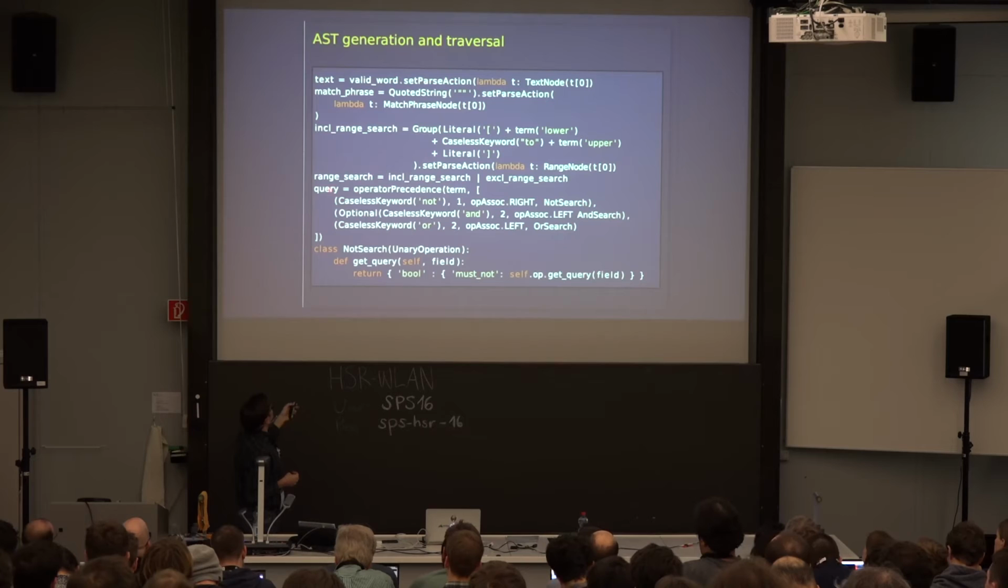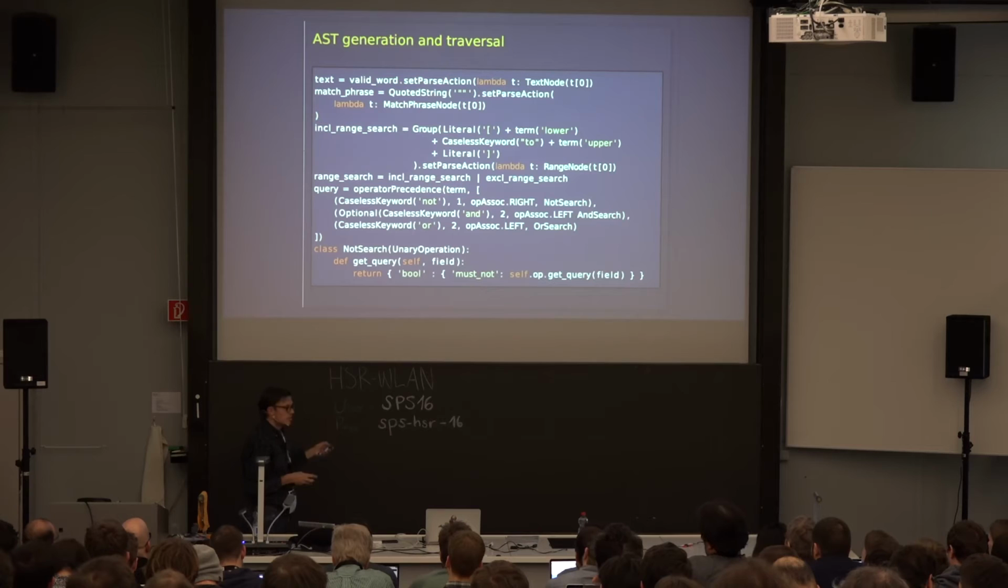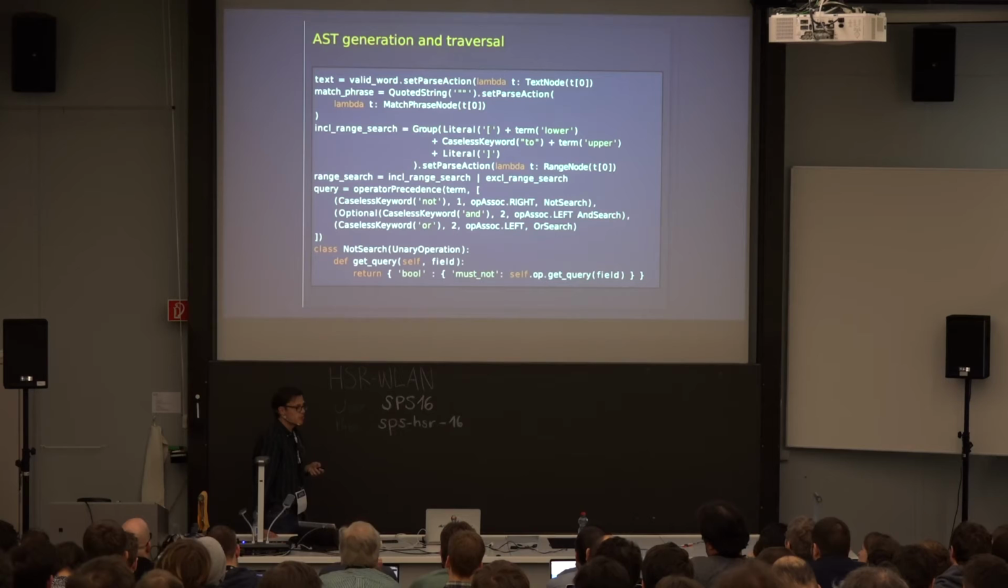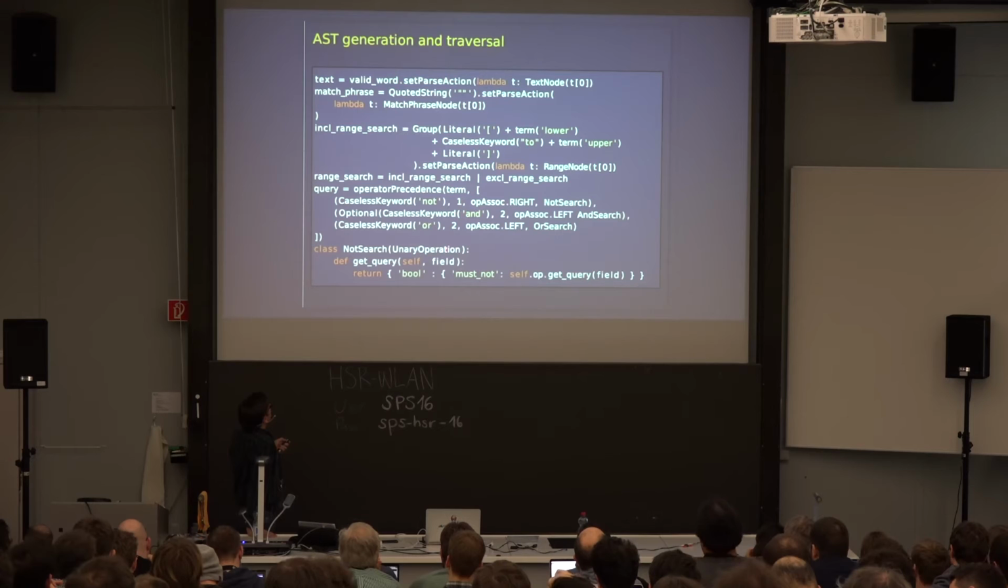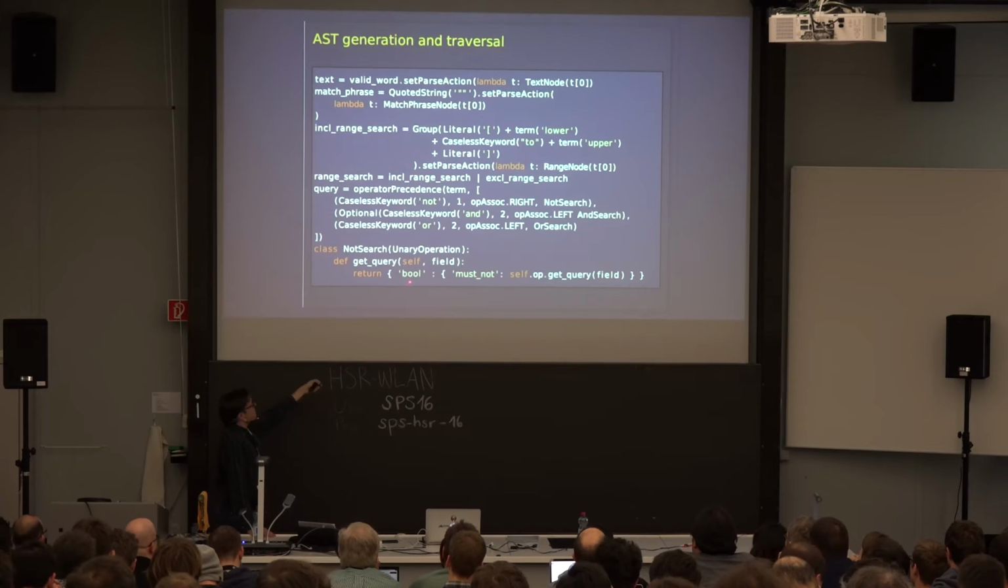You see here by default we are using ANDs for the Boolean expressions, like you're used to from Google, for instance. We can define the associativity of the different operators, if they are unary or binary. And then we actually generate such syntax tree classes. Here is a not search operator. And this is how we yield the query DSL for Elasticsearch.